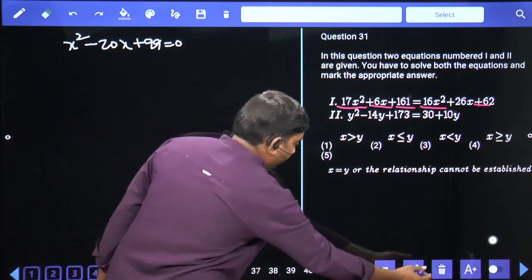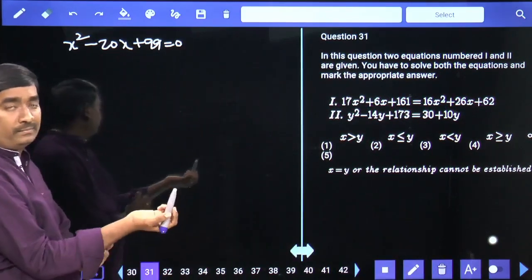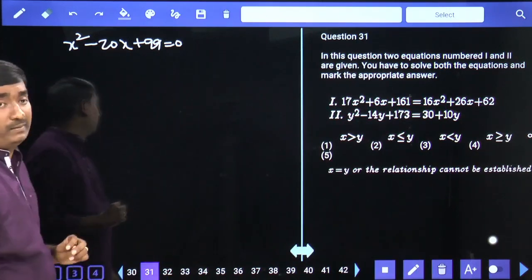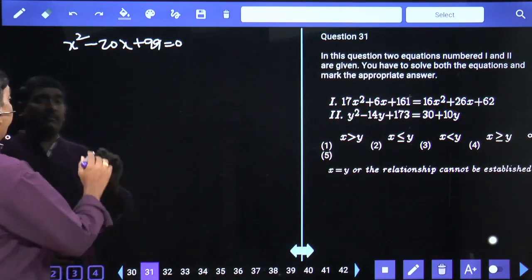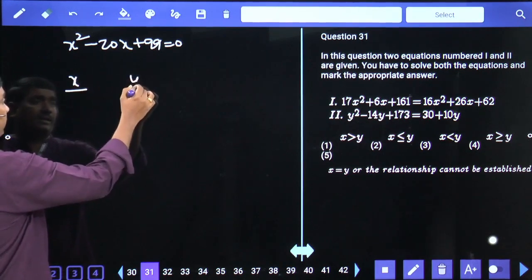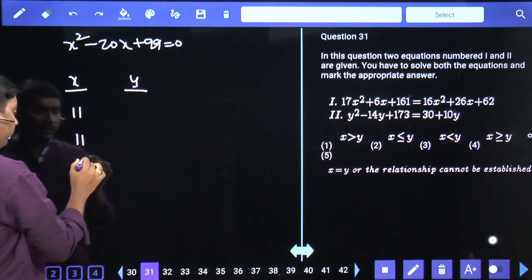99 ones are 99, 11 nines are 99. Minus 11 minus 9 will give us minus 20. Initial factors are minus 11 minus 9. Final factors are plus 11 plus 9.